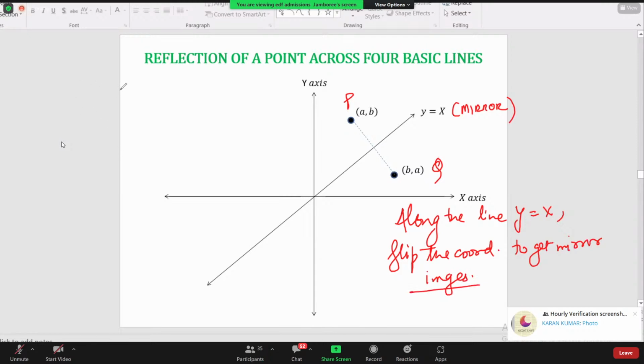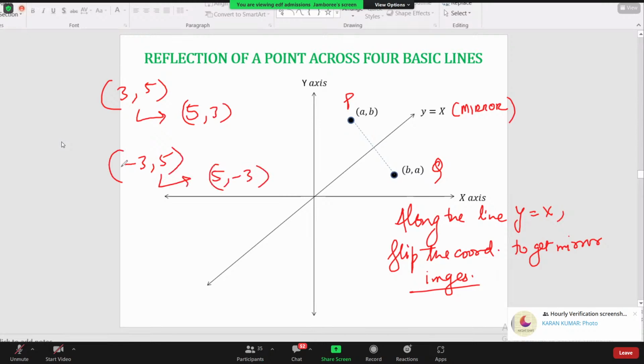So let's say if the coordinates are 3 comma 5, its mirror image will be simply 5 comma 3. If the coordinates are minus 3 comma 5, simply the mirror image will be 5 comma minus 3. So you just need to flip the coordinates to get the mirror images along the line y is equals to x. Simple, straightforward. Quickly note down the idea and then we'll talk about the line y is equals to minus x.